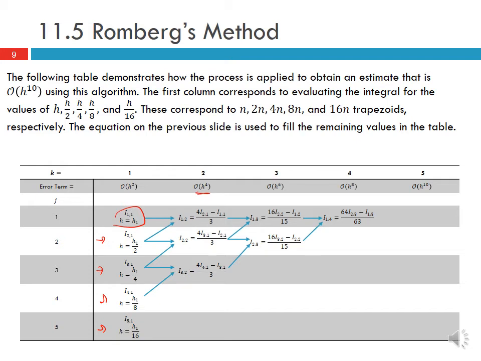In the next iteration, we add another estimate using the trapezoidal rule with a step size of h over 16. We combine these two to get a fourth order estimate. Then we combine our two fourth order estimates to get a sixth order estimate. Then we combine our two sixth order estimates to get another eighth order estimate. Finally, we combine our two eighth order estimates to get a tenth order estimate. Here the linear combination is 256 times I24 minus I14 divided by 255.